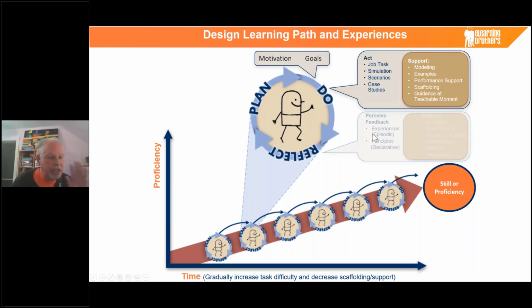The reflection process is really important, because that's how we get what we perceive into our long-term memory. So, we want to perceive that feedback, right? And then we support that.